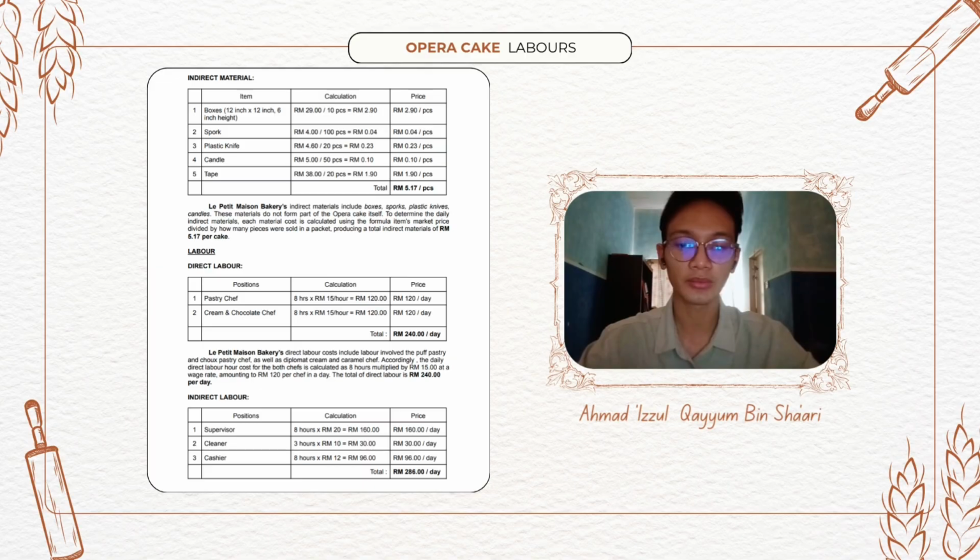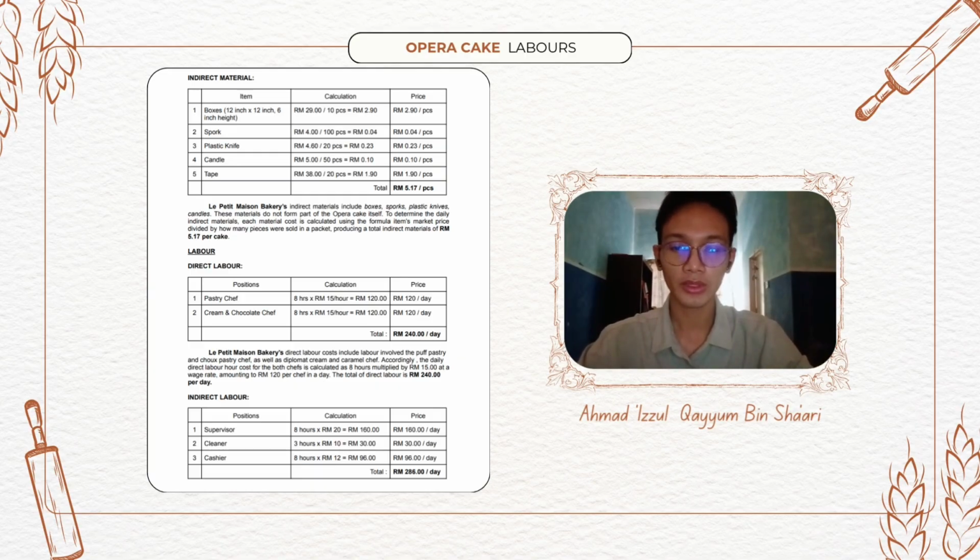The Petit Maison Bakery's direct labor costs involve the puff pastry and chopped pastry chef, as well as the diplomat cream and caramel chef. For the calculation of direct labor, the working hours for both chefs is estimated as 8 hours per day, which will be multiplied by 50 ringgit Malaysia as the standard wage rate per hour. This will amount to 120 ringgit per chef in a day. Therefore, the total direct labor cost to produce one whole cake is 240 ringgit Malaysia per day.